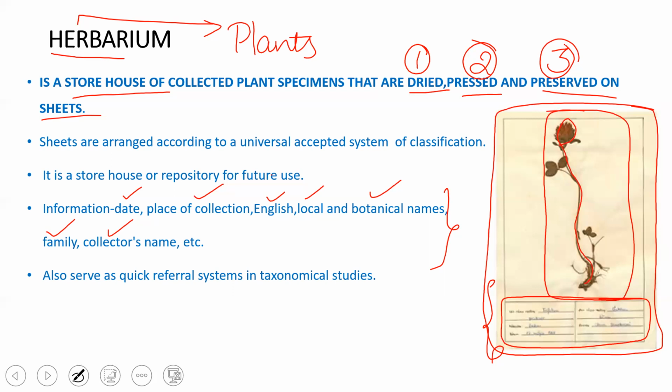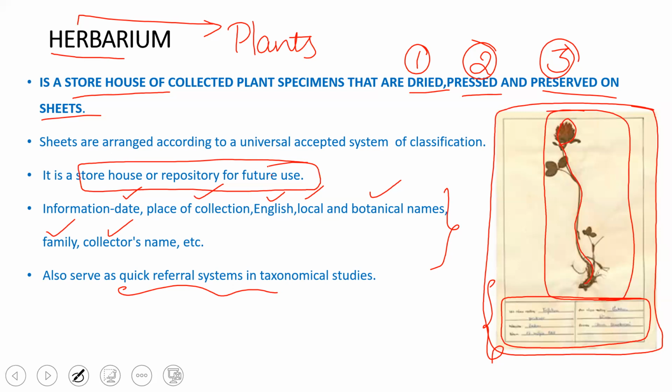So somewhere in some other continent, if there is some plant which is not known, and if a person has already identified it in India, then probably that can help him to understand about the plant, about the botanical name, about the family, and then the characteristic features, so that it will be helpful for a person to further undergo the process of classification. So henceforth, all this information is a must in the case of a herbarium sheet. Then, as I told you, it acts as a quick referral system. Apart from that, it is a storehouse or a repository for future use.